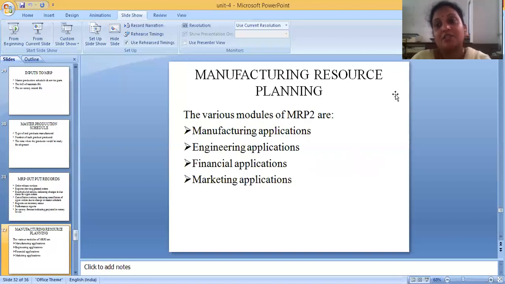Next one is the financial applications. What is the money that you require for making this project? That is a financial application. Next one is the marketing application. Marketing means how you are going to send it to the market. What different advertisement techniques are you using? What different customers do you have? What different methods are you following to send your component to the market? So all these things will come under the manufacturing resource plan.